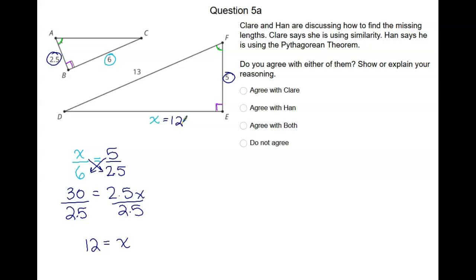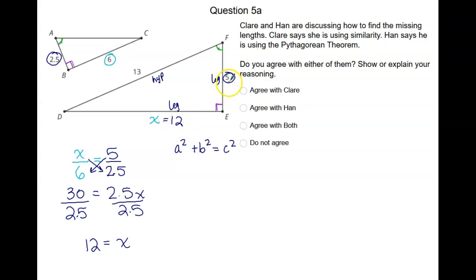The other way that I can check to see if this is correct is by using the Pythagorean theorem. So remember, this is a leg, this is a leg, this is the hypotenuse because it is opposite from the 90-degree angle. And in the Pythagorean theorem, we know that a squared plus b squared is equal to c squared. So leg squared plus leg squared equals hypotenuse squared. Doesn't matter which one we put for a and which one we put for b, as long as they're both legs. c always has to be the hypotenuse.